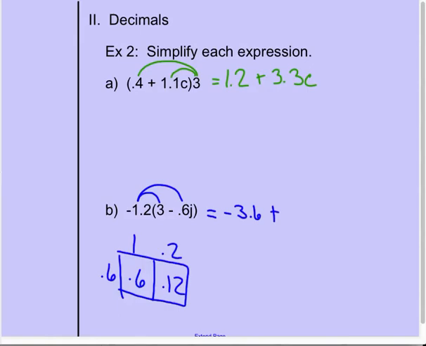So combining those, 60 cents plus 12 cents is 72 cents. And don't lose your variable. And remember, a negative times a negative is positive. So here I had the negative 120 times the negative 60 cents gave us that positive 72 cents.